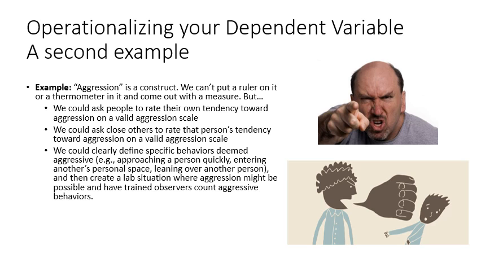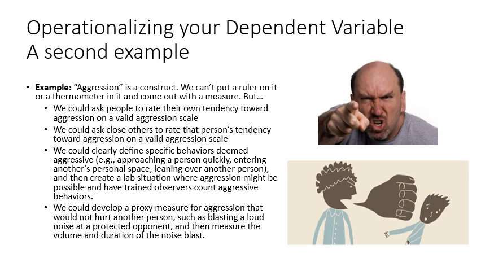We could define behaviors that in a certain situation would be deemed aggressive. Like if we created a situation where people could possibly get irritated and angry and possibly aggressive, then what does aggression look like? Maybe it means approaching a person really quickly, or getting into their personal space, or leaning over them. And so then in a lab situation, we could create the conditions where aggression might arise and have trained observers count aggressive behaviors.